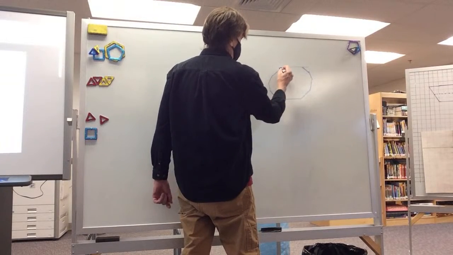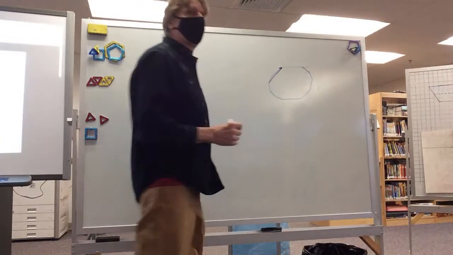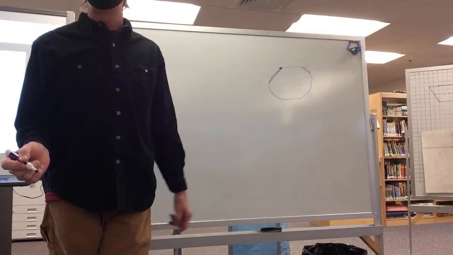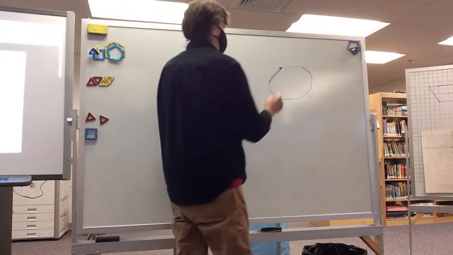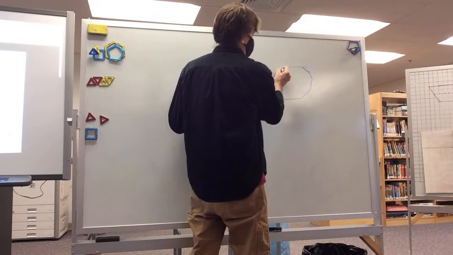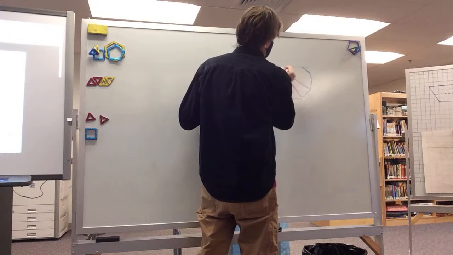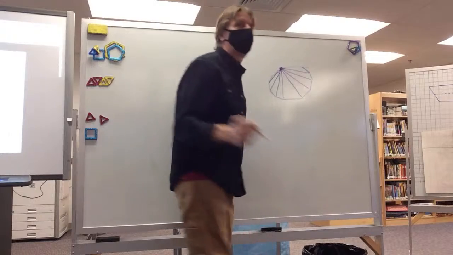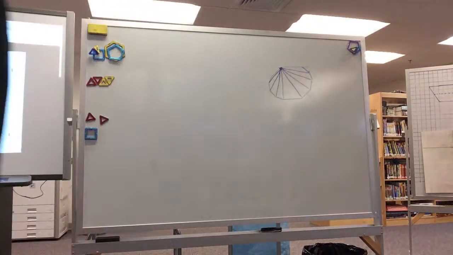Work your way around. Here's a triangle. So how many degrees are inside of that triangle? So once, twice, 3 times, 4 times, 5, 6, 7, 8. So there's 8 triangles inside of a decagon.